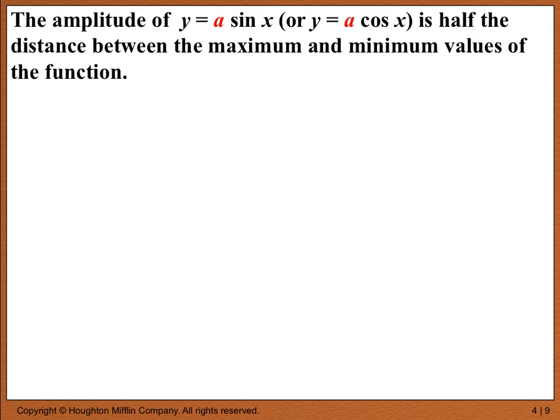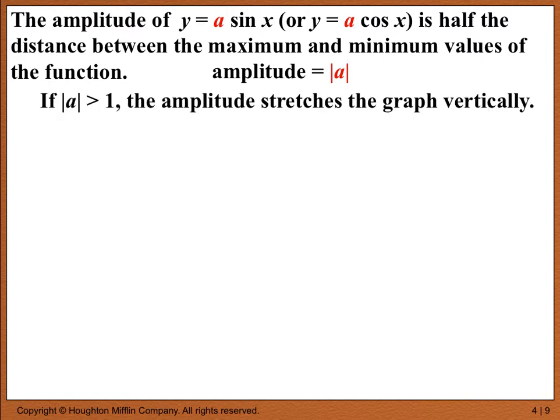The amplitude of y equals a sine x, or y equals a cosine x, is half the distance between the maximum and minimum values of the function. Okay, so if you like, you can call the maximum your crest and the minimum your trough. Half of that distance, or half of the wave height, is the amplitude. Amplitude, in mathematical terms, is the absolute value of a, when a is whatever constant is being multiplied by your sine function or your cosine function.